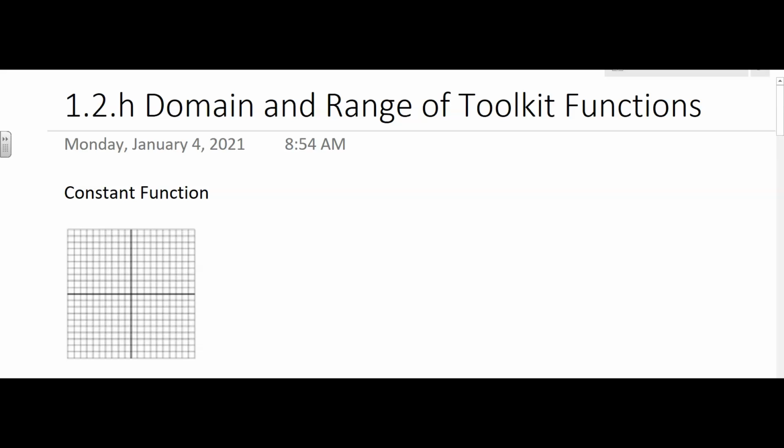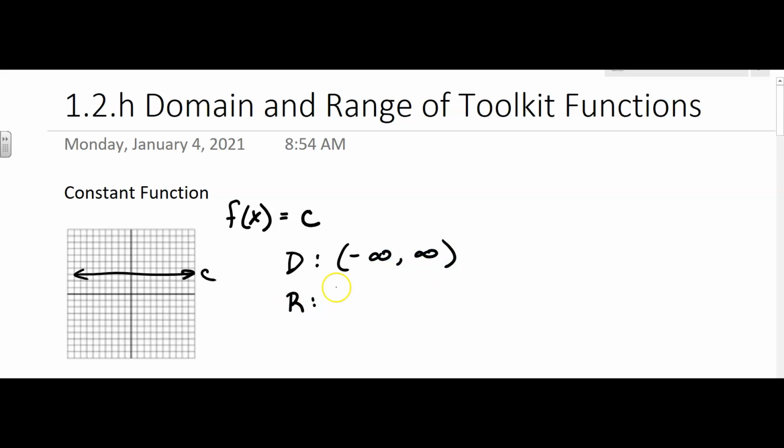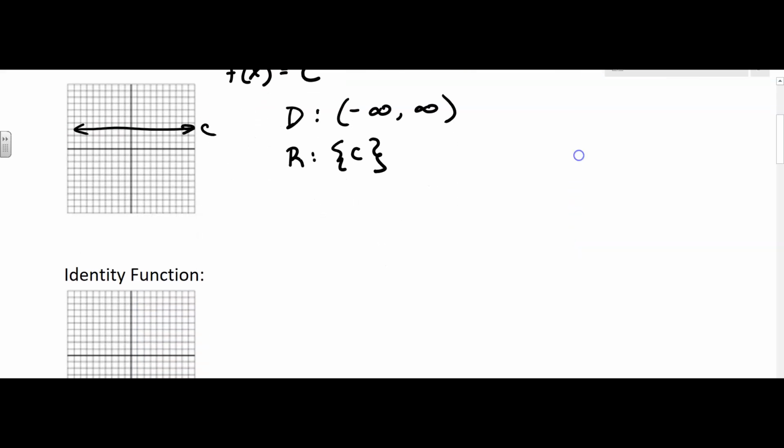So we're going to go through the toolkit functions and talk about each one and their domain and range. So it'll be a good review. The constant function is f of x equals some constant number. It's a horizontal line at C. The domain is all real numbers, negative infinity to infinity. And the range, well, there's just one output. It's C. So that's a finite set. You'd write it in set notation and just whatever that value is.